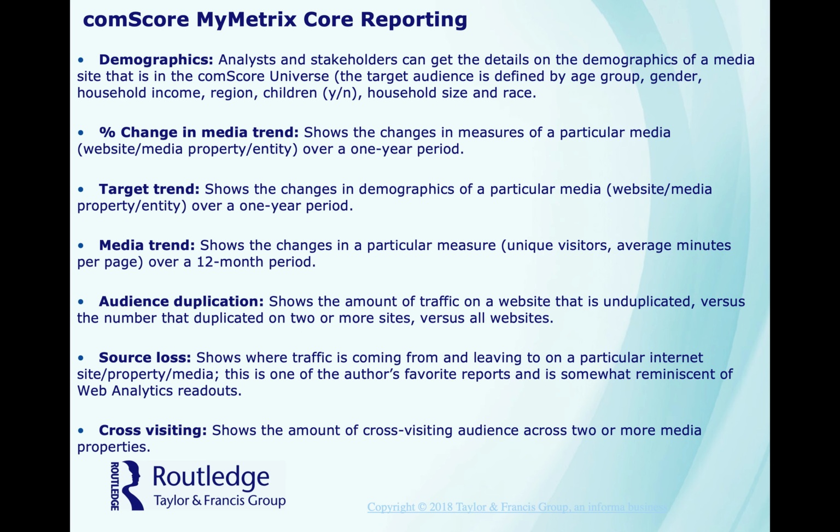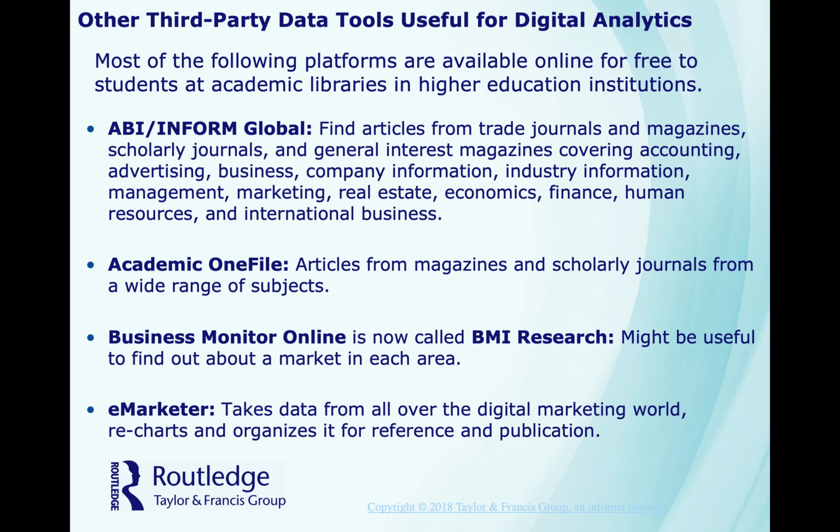ComScore Biometric is core reporting. They look at demographics, the percent of change in media trends, target trending, media trend, audience duplication, source loss, and cross-visiting. Go through these, but these are some metrics in core reporting that ComScore looks at. Definitely go through this list. You may be tested on it in the future.